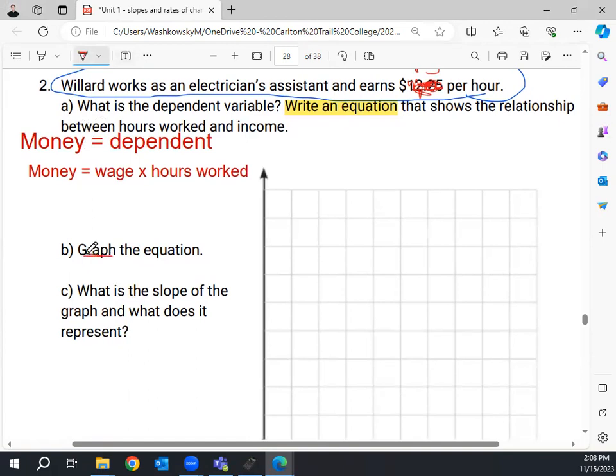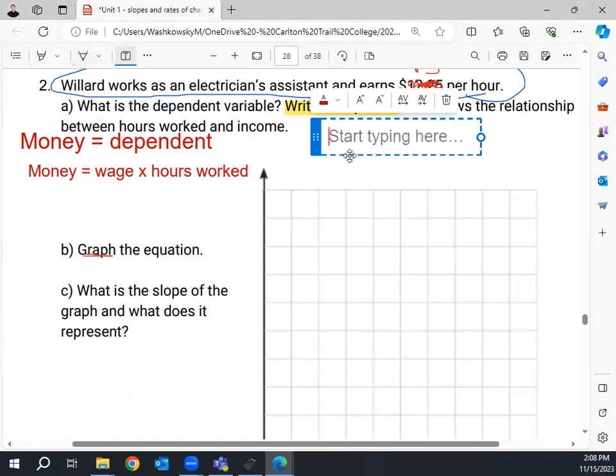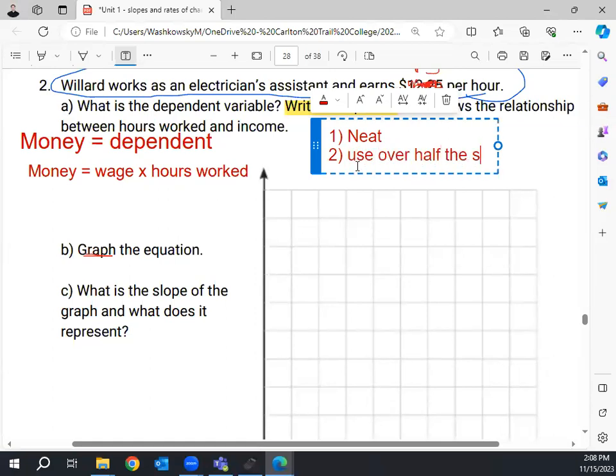Don't write this down. I'm just using this as a reference. When we have graphs, there's a couple of general rules we want to have. One of the rules is we want to try and have it be neat. Again, you do not write that down. We want to try and use over half the space. So you want to try and use at least half of the space.